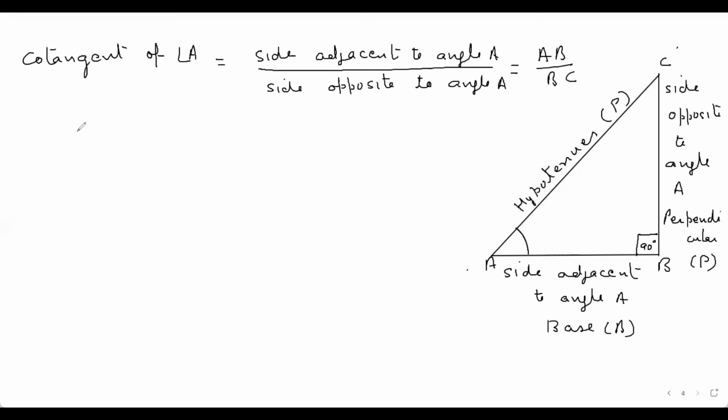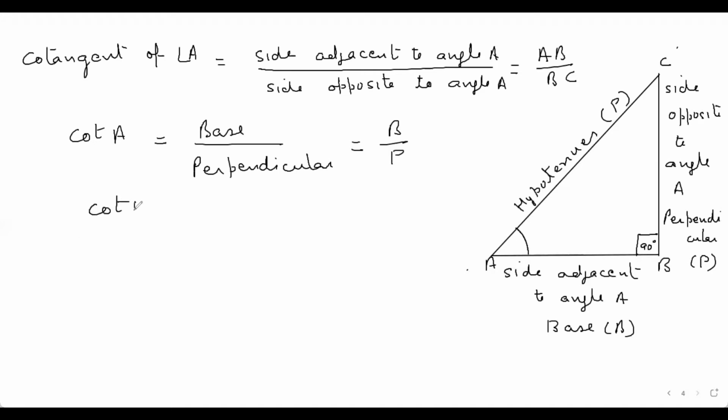In abbreviation, we write cot, C-O-T, cot A. Side adjacent to angle A is base upon perpendicular. That is B by P. So what we are going to learn? Cot A is equal to B by P. B means base and P means perpendicular.